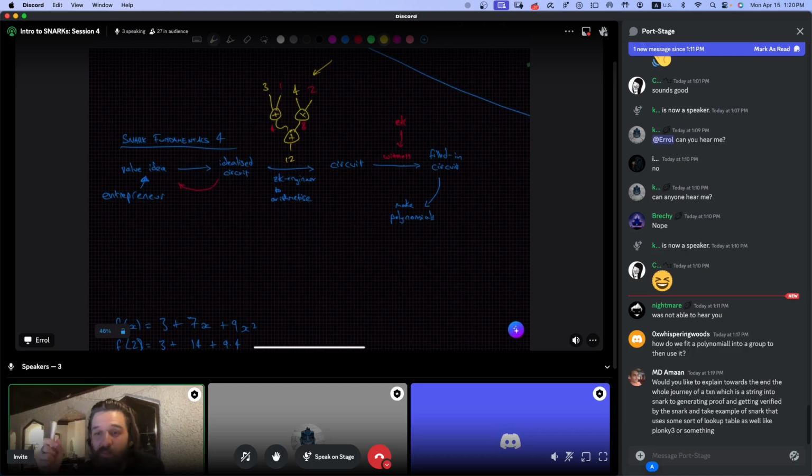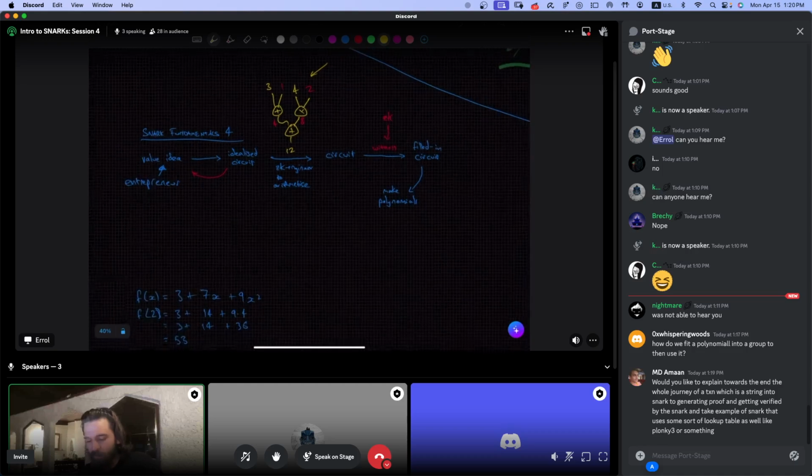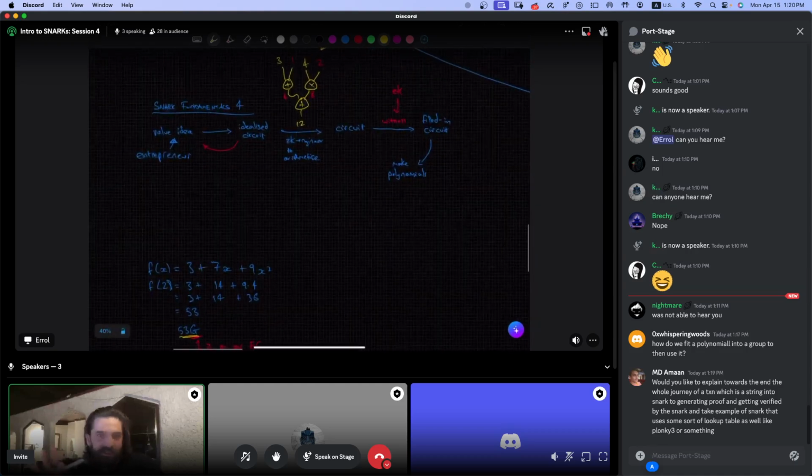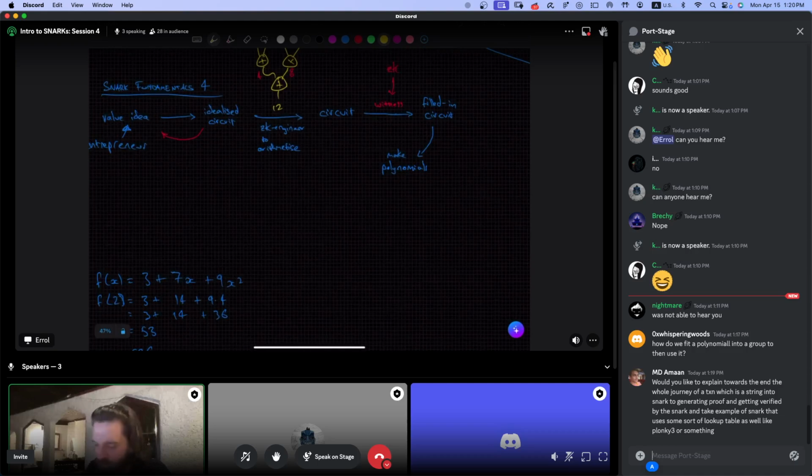Would you like to explain towards the end the whole journey of a transaction, from generating a proof to getting verified by the SNARK, and something that uses some sort of lookup table as well as Plonk? So we can have a brief look at that. I think that would be better done towards the end, because that's more involved and technical, and so we can do that in the spare time at the end, because this session itself in general should be a lot shorter. So if I forget, just remind me at the end.